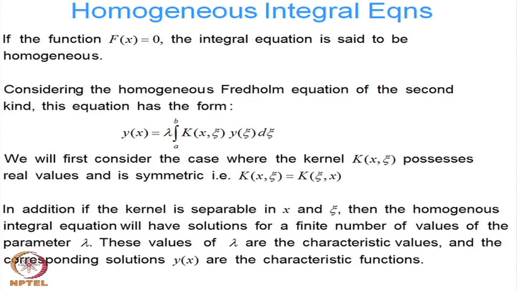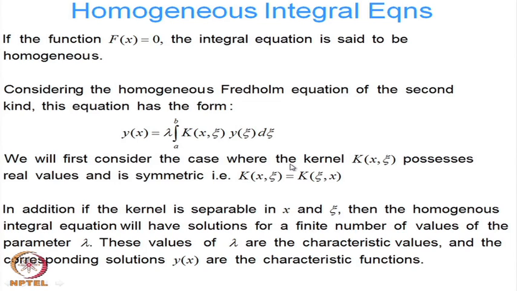A homogeneous Fredholm equation, recall, is of this form, plus on the right hand side there is a forcing function f of x. Now, if f of x is equal to 0, the integral equation becomes a homogeneous integral equation, in this case a homogeneous Fredholm equation. And we will first consider the case when our kernel to this Fredholm equation, k of x of xi, possesses symmetry, it is symmetric, and moreover it gives real values. For all values of x and xi, k of x of xi gives me a real value. So, it is a real kernel and it is symmetric.